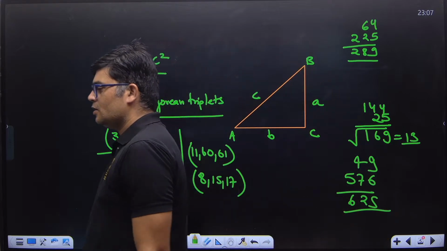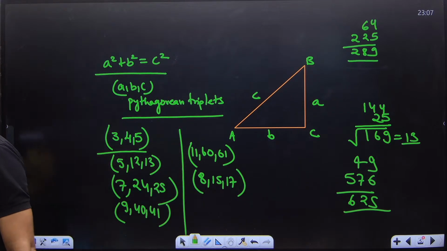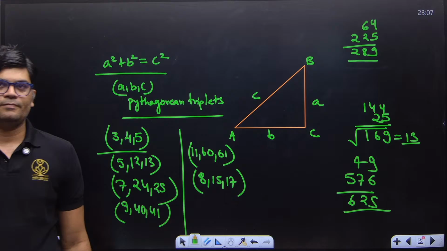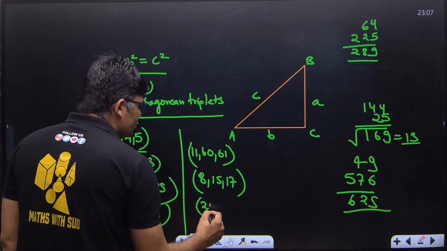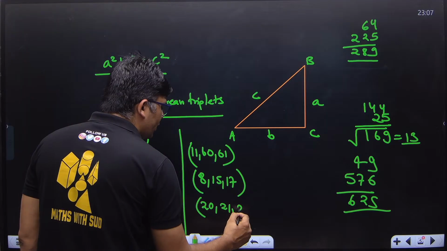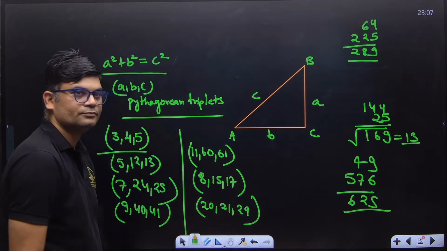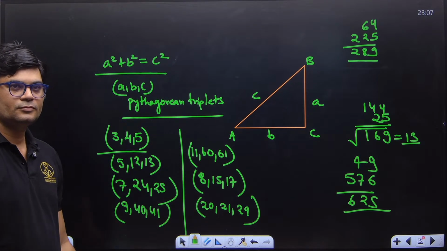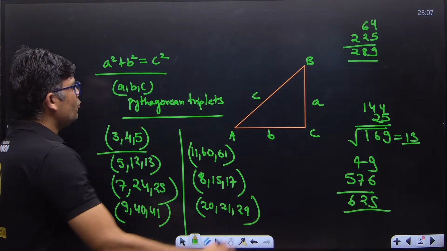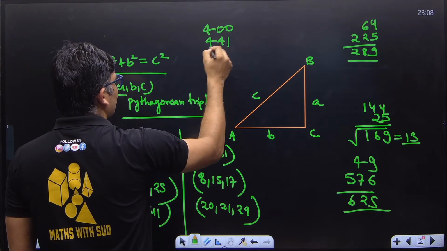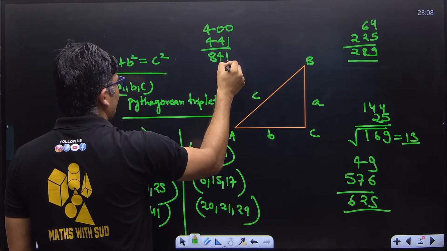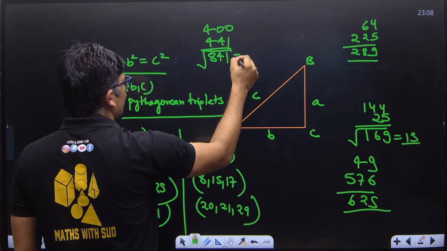225. If you add them, it will become 289, which is 17 square. Then you have to remember one more, which is 20, 21 and 29. 20 square is 400. 21 square is 441. If you add them, it is going to be 841, which is 29 square.